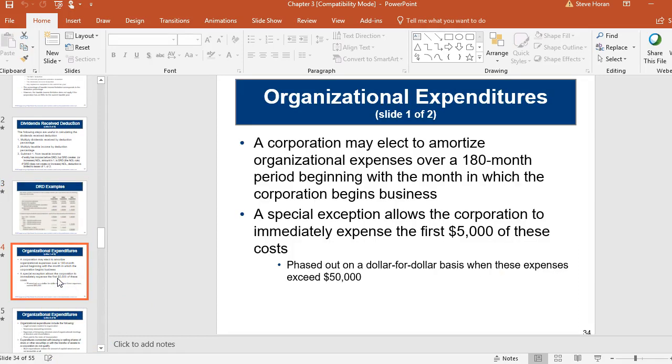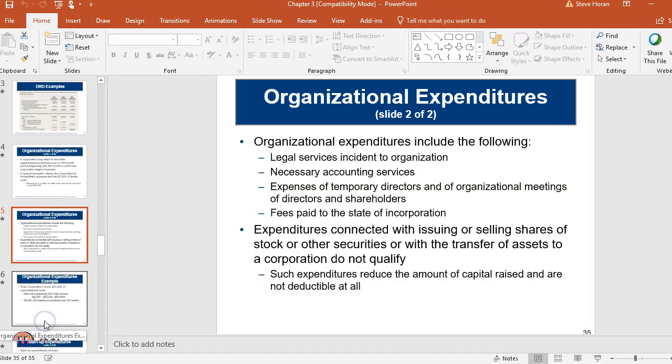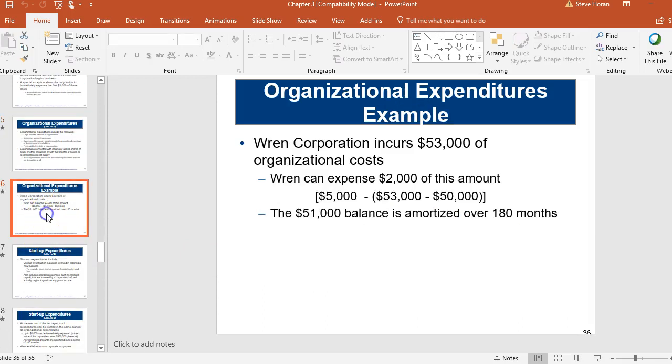Okay, there's a little bit about organizational expenditures. Just think about when the company is being organized and being started up. Some of those expenses that you incur, quite often legal, maybe some accounting and things like that. It just says you can elect to amortize these over a 180-month period. There's a special exception that allows corporations to immediately expense the first $5,000. And so what some of those are: legal services, accounting, temporary directors, organizational meetings, fees paid to the state of incorporation. So just an example of those. These are on page 16.